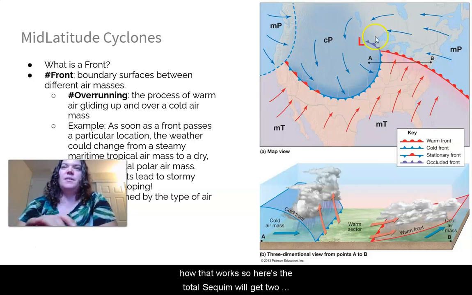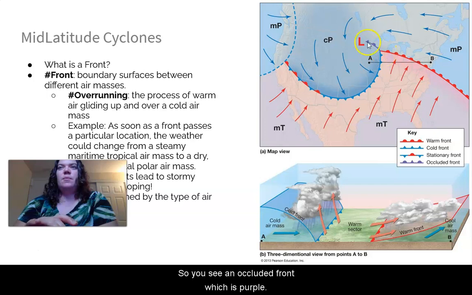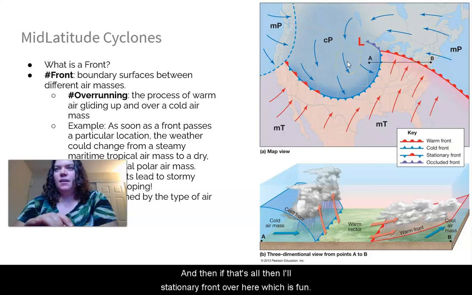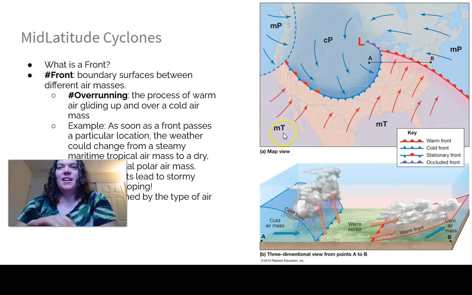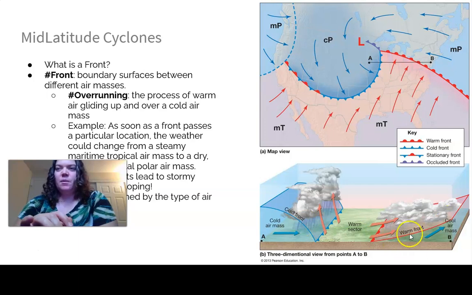That's how that works. So here's a total cyclone. We'll get to building this in just a few minutes. So we see an occluded front, which is purple, cold front, which is blue, warm front, which is red, and then, yep, that's all of them. Oh, stationary front over here, which is both, and a three-dimensional cross-section from A to B. I see cold air mass behind the cold front. That's the one advancing, so it's called a cold front. Warm air mass here, cooler air mass there. So the warm air is advancing. It's a warm front.